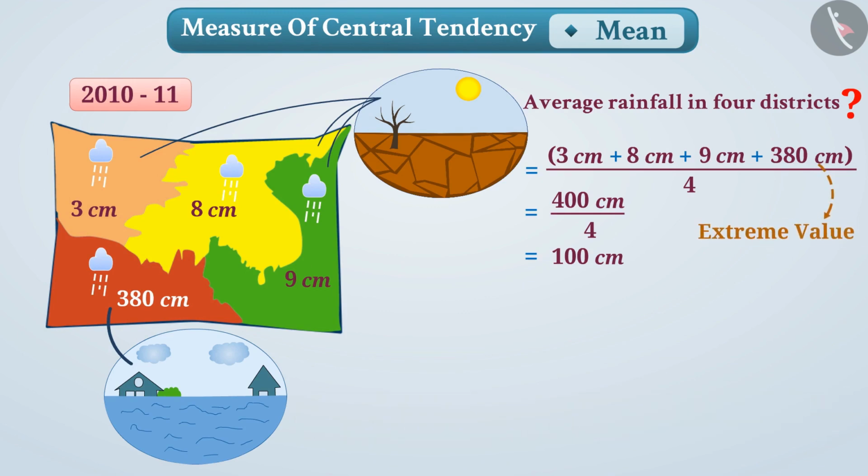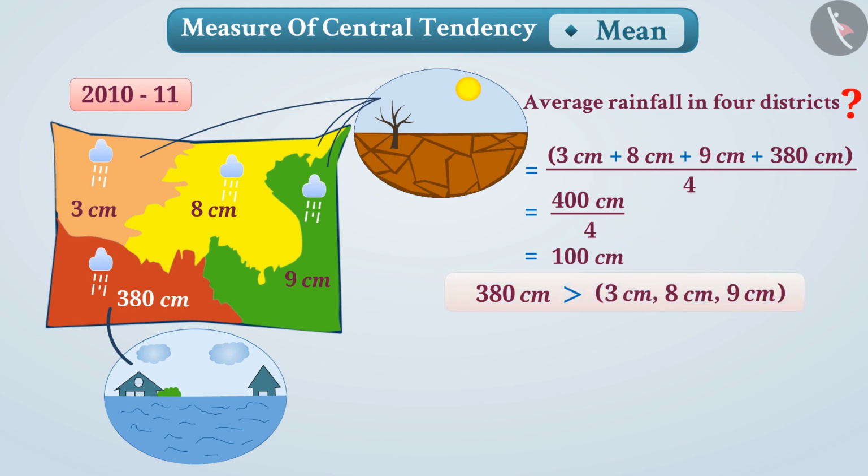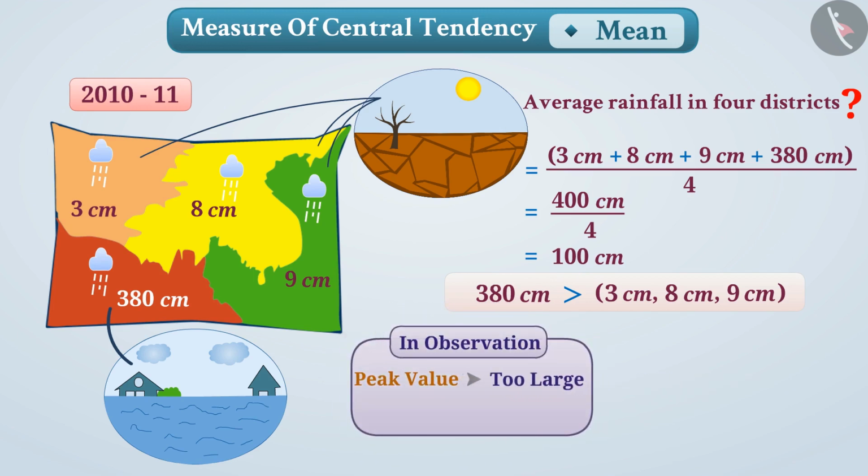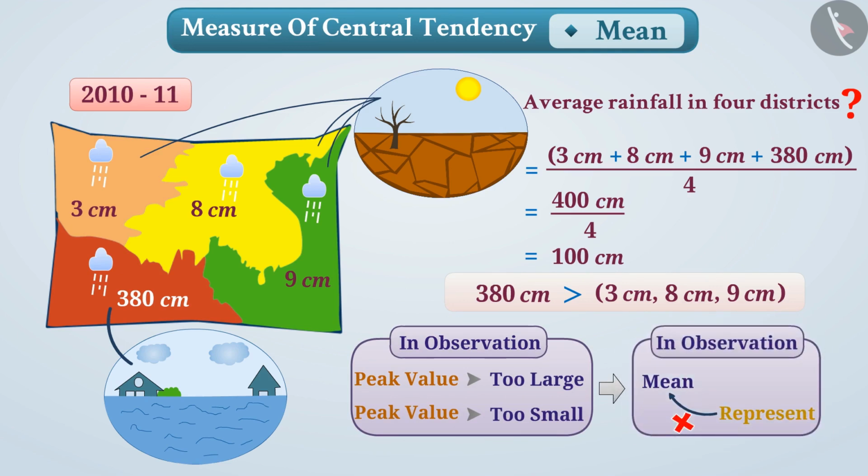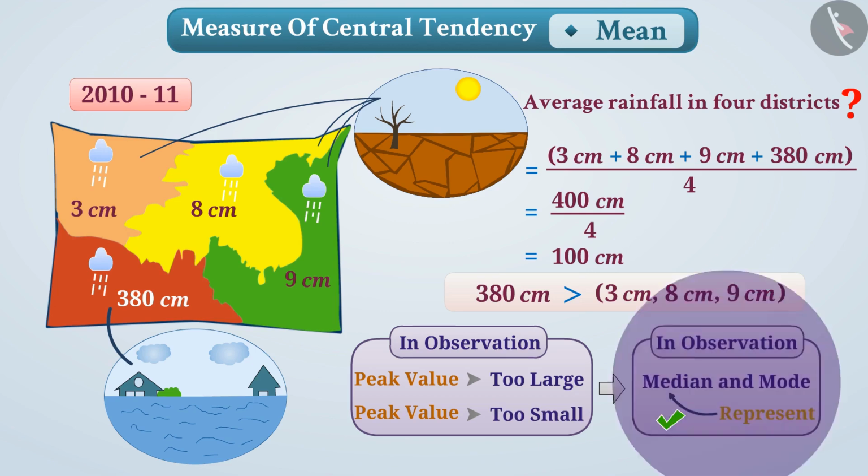The extreme value here is 380 cm, which is much larger than the other observations. It has the most effect on the mean. Similarly, peak values have a greater effect on the mean. By observing the observations here and their mean, it can also be said that if the peak value in the observations is too large or too small, then the mean does not represent the observations well. In situations when the peak value is too large or small, median and mode help us, which we will read about in subsequent videos.